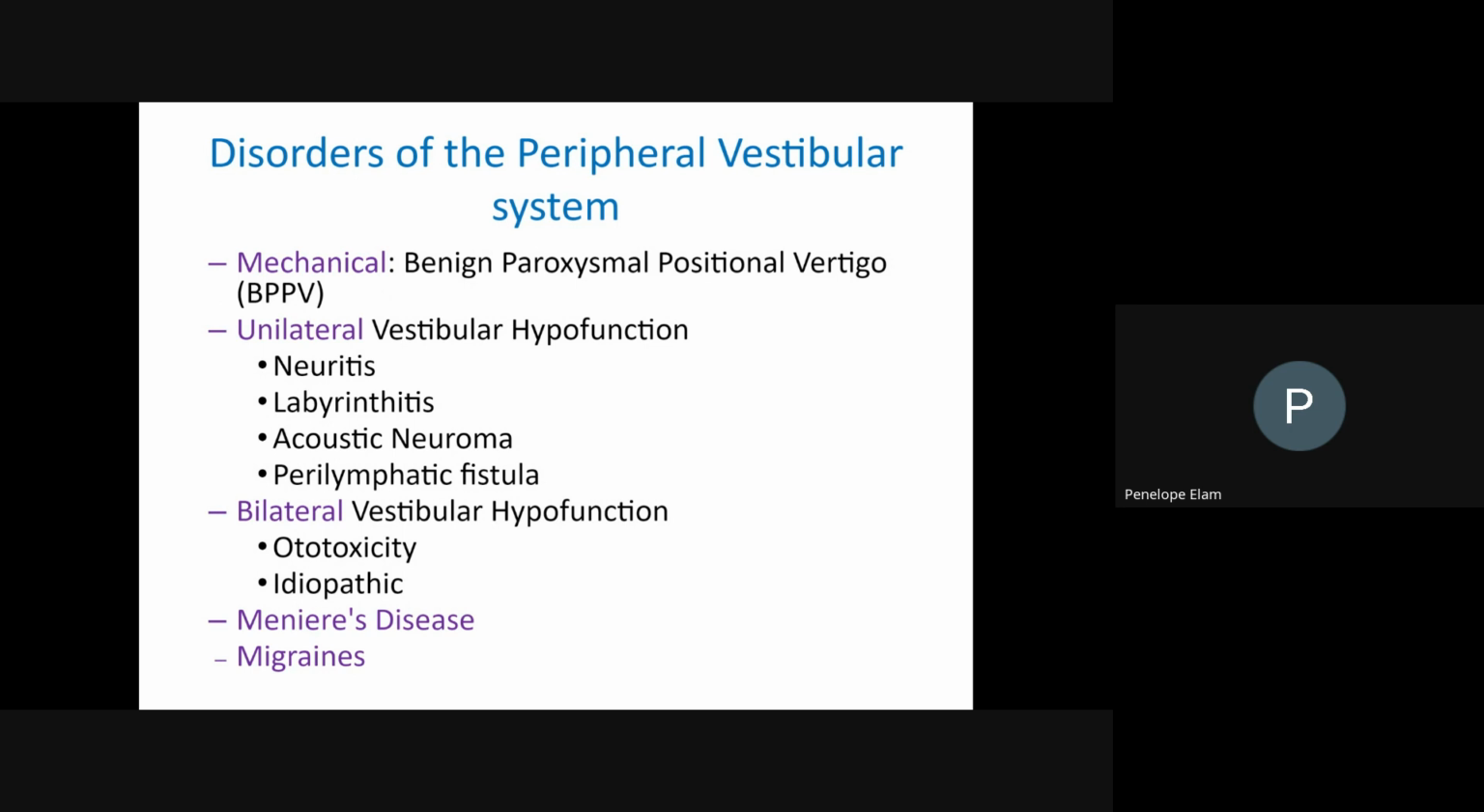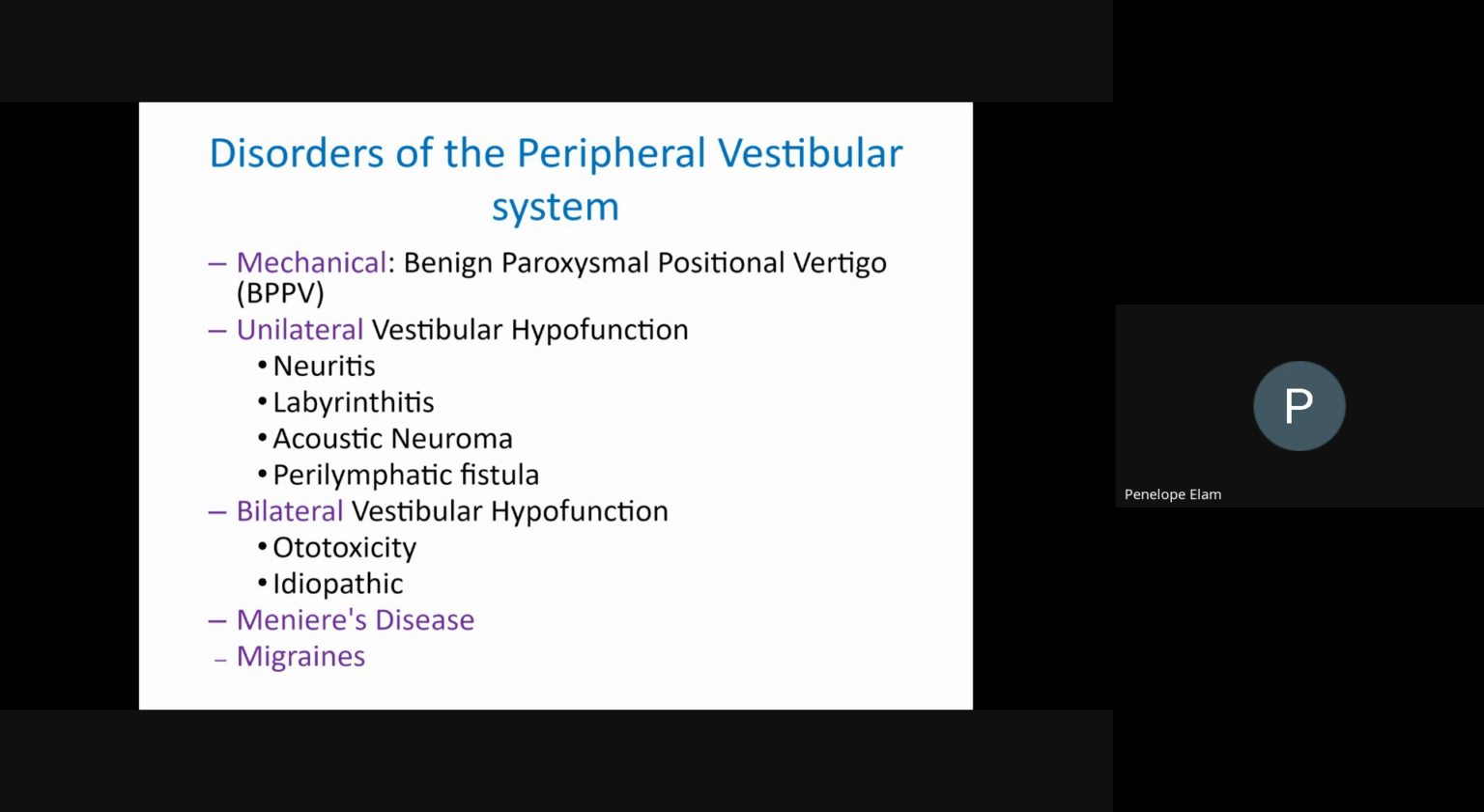Okay, the next one would be a unilateral vestibular hypofunction. Examples of this could be a neuritis, and we're going to go into these examples in a little bit more detail, but a neuritis, labyrinthitis, acoustic neuroma, perilymphatic fistula would all be examples of a unilateral hypofunction. So only one side is impacted and causing issues with the vestibular system.